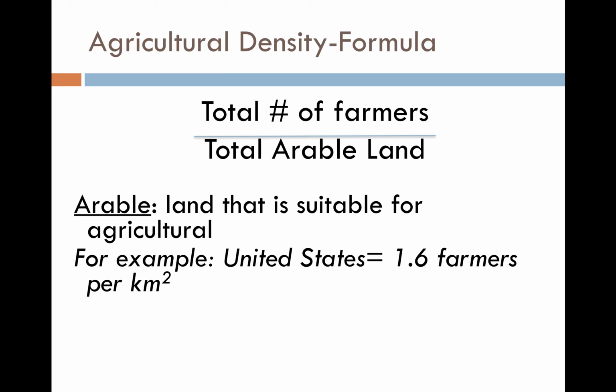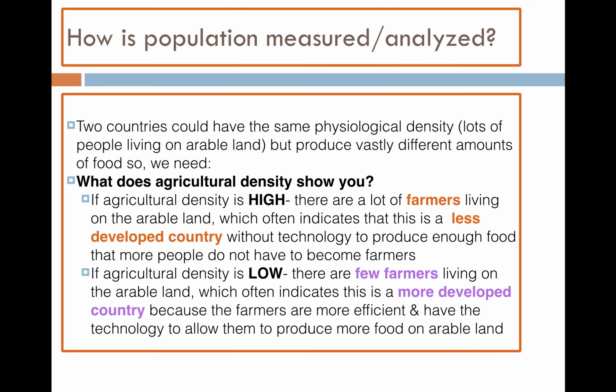For example, in the United States, we have 1.6 farmers per kilometer of arable land. Why do we need this? Okay, 2 countries could have the exact same physiological density, lots and lots of people living on that arable land. But those 2 countries might produce vastly different amounts of food.